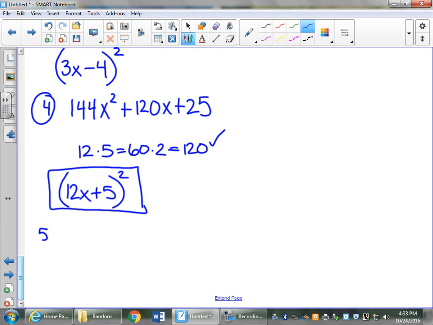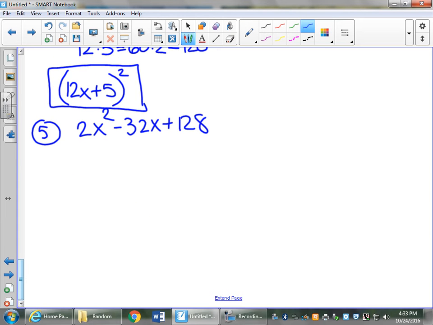Next one, 2x squared minus 32x plus 128. This one we're going to do together. These are all even values, so right off the bat, you should know there is a GCF in this example of 2. So I'm going to factor that out first, especially because 2 and 128 aren't perfect squares, so I can't use the shortcut strategy.